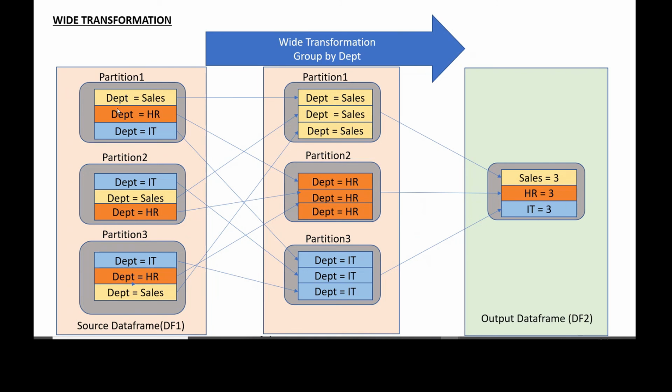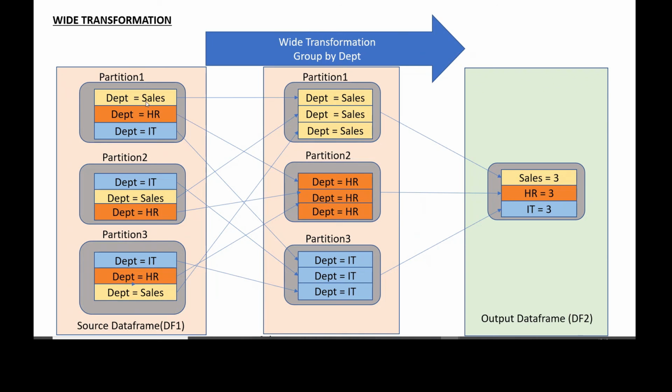In order to find the number of records for each department, for example, the first partition can understand there is one record in this partition, but it does not know the number of records in other partitions. So what it needs is, it has to shuffle the data. First, it has to group all the relevant records into one partition. Then only it can calculate the number of records for each department. So in order to perform that, first it shuffles the data.